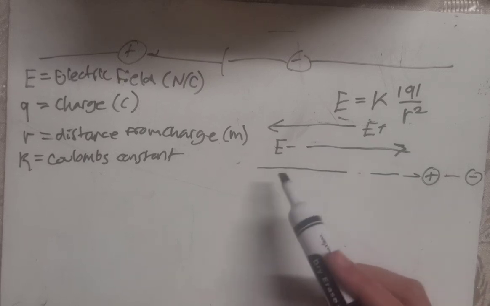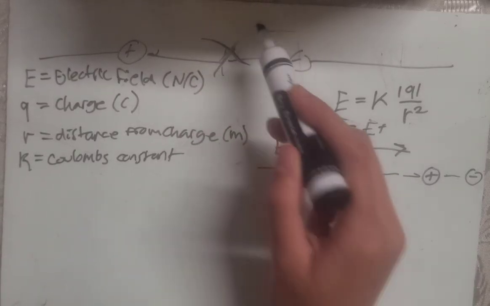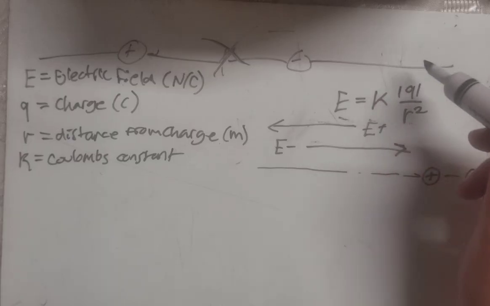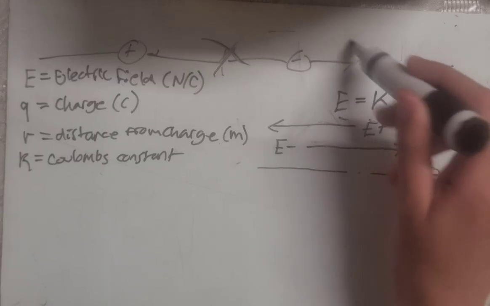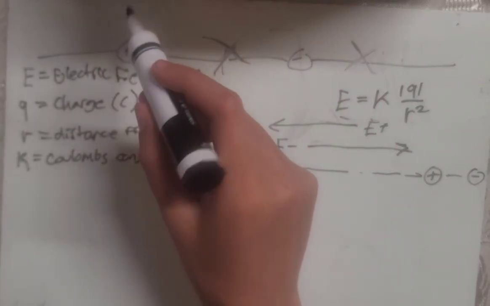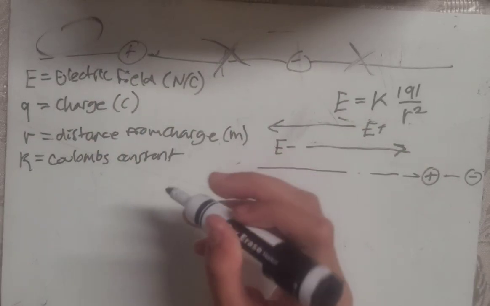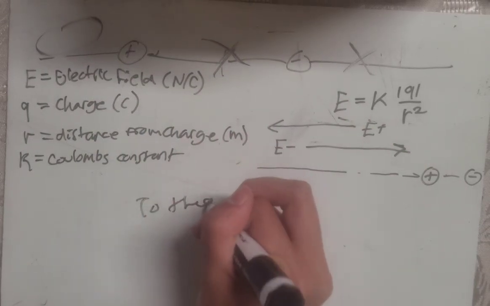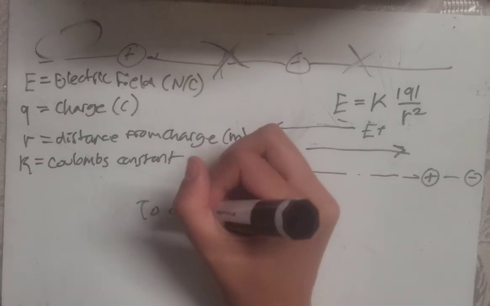The fields between the charges add together, so they cannot cancel there. And on the right side, the stronger negative charge always produces a larger field. So only to the left side of the positive charge can the two fields become equal and cancel each other out. So the correct answer is to the left of the positive charge.